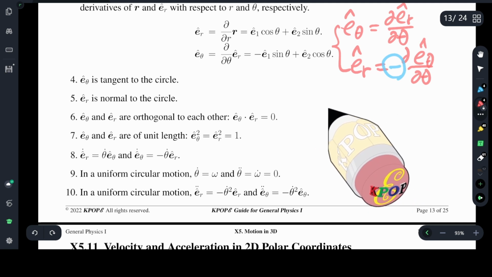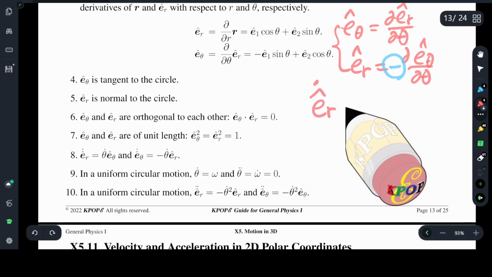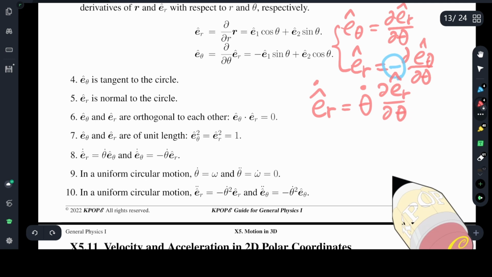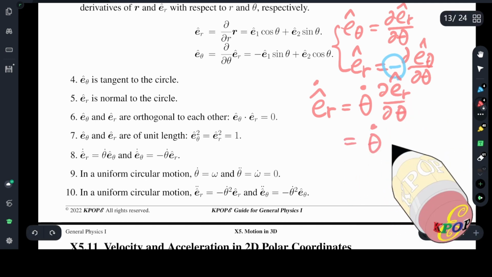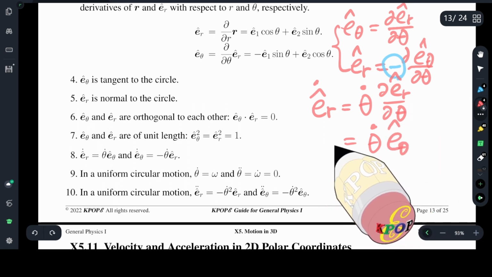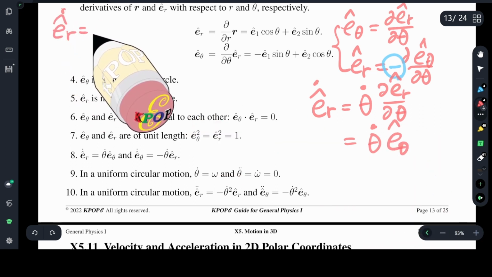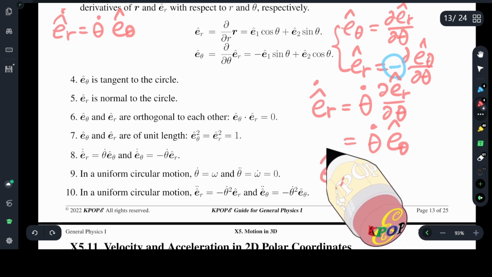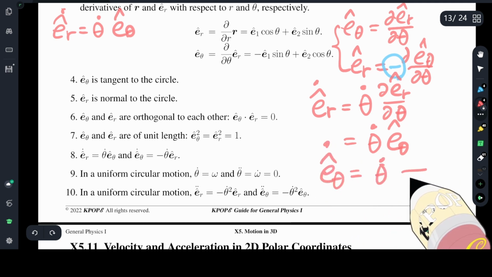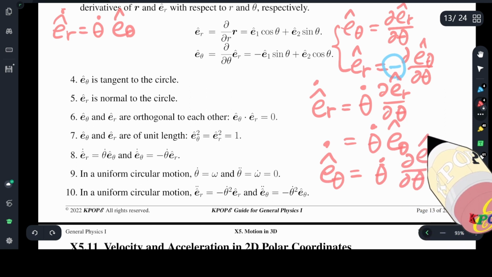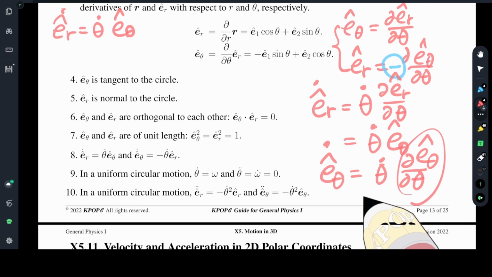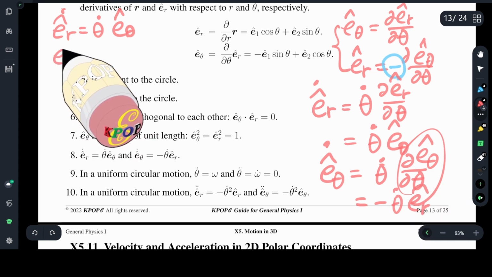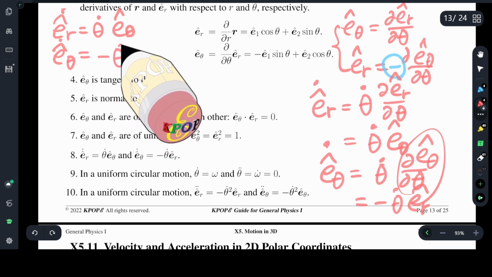As a result, e_r dot goes by the chain rule: theta dot times the partial derivative of e_r with respect to theta, which is e_theta. So e_r dot equals theta dot e_theta hat. What about e_theta dot? That is theta dot times the partial derivative of e_theta, and this one is minus e_r. So e_theta dot equals minus theta dot e_r hat.